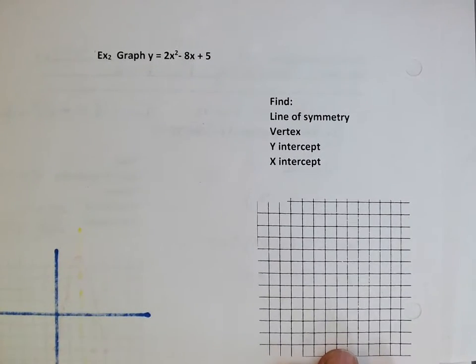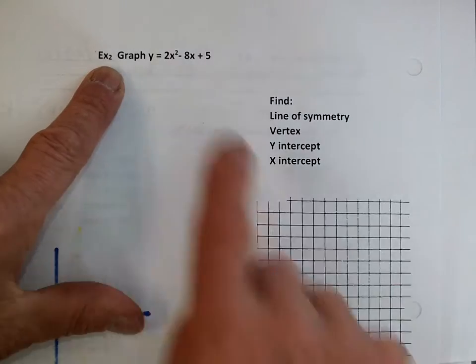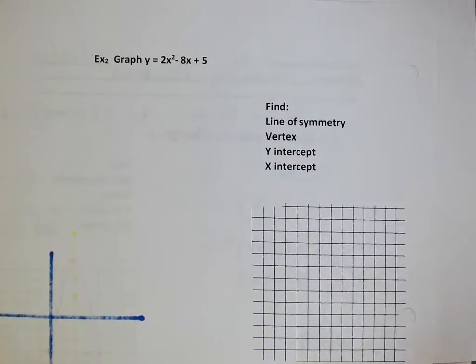Okay, turn the page. Oh man, that bled through. Oh, that's all right. Okay, example 2. So example 2 is in what we call standard form.